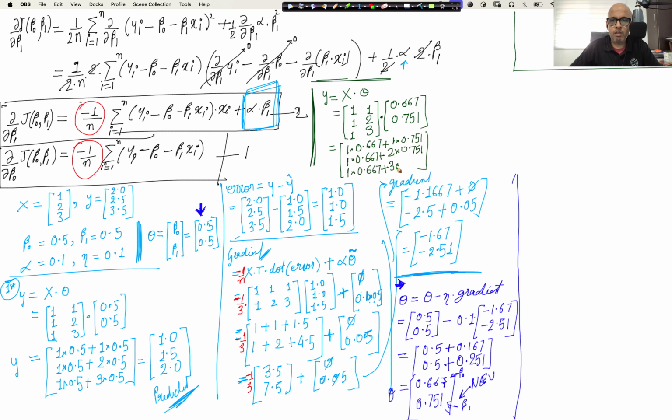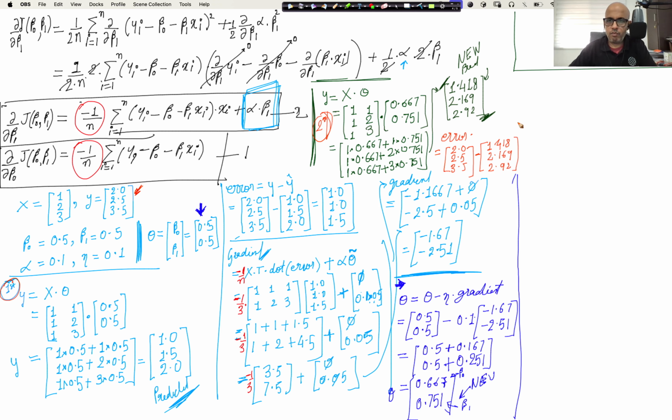Error is going to be equal to the original value, which is right here. That's the original value, which is 2.0, 2.5, and 3.5. So that's the original value we have, and we are going to subtract the value that we just calculated, 1.418, 2.169, and 2.92. So those are the values that we just found out, and what we get in terms of error is 2 minus 1.418, that gives us 0.582. That's the first value.